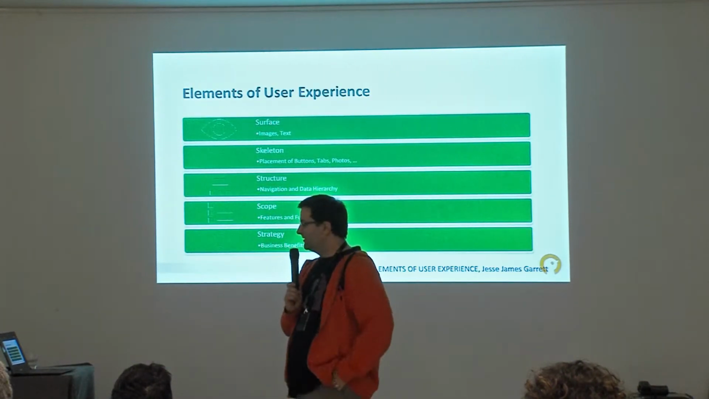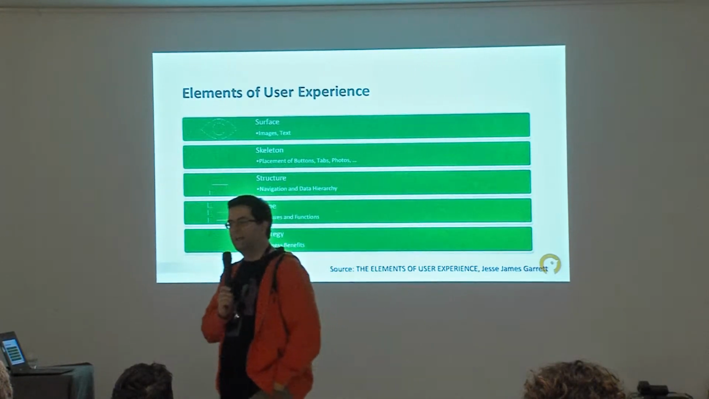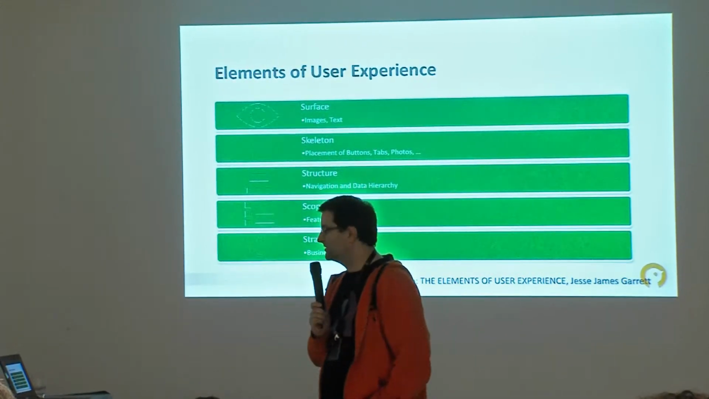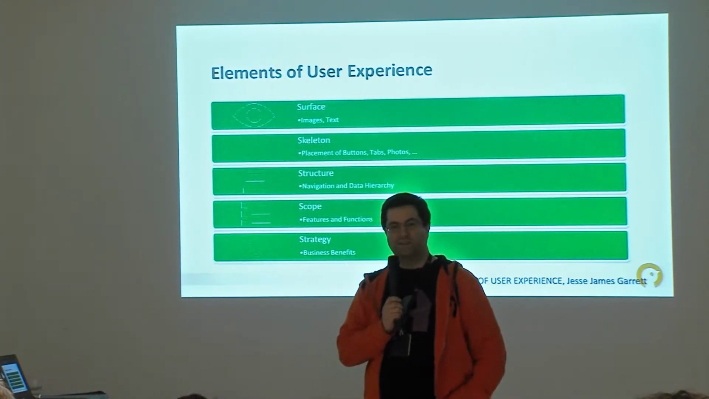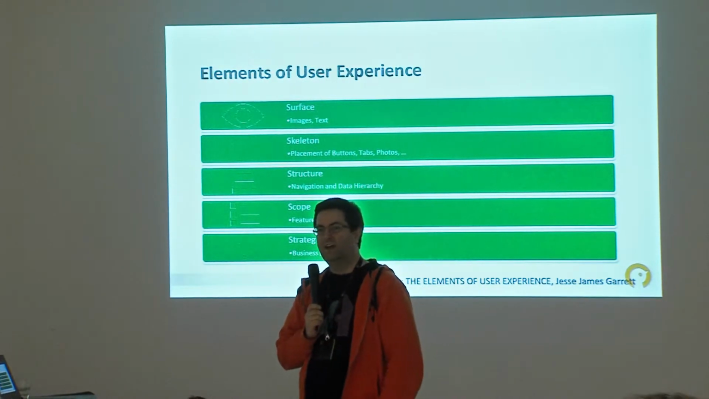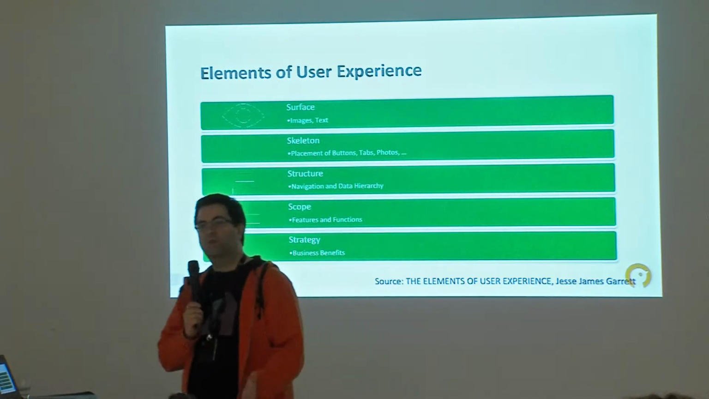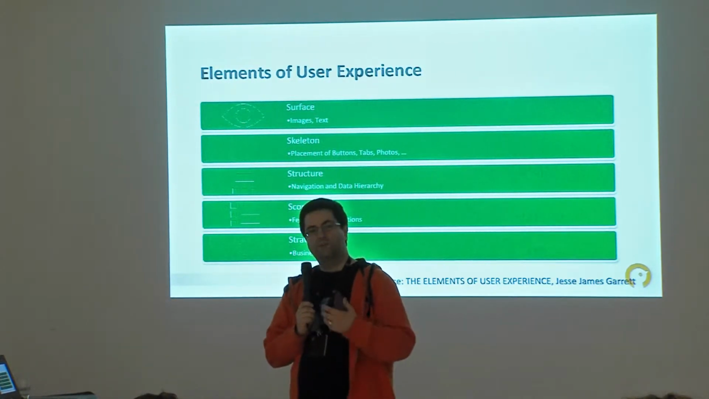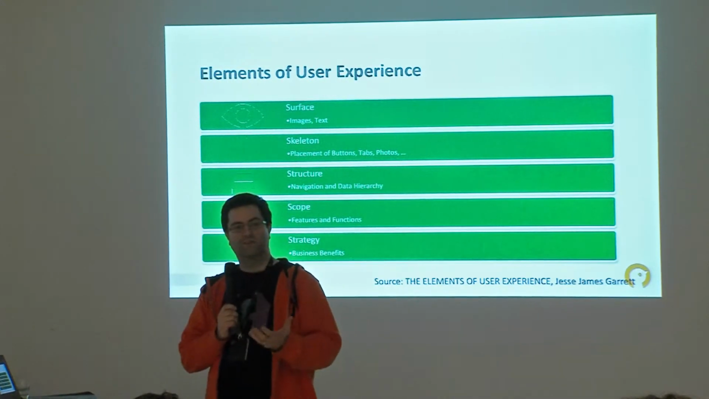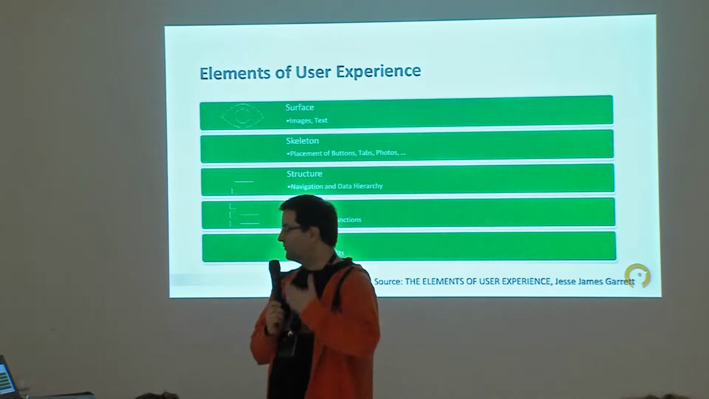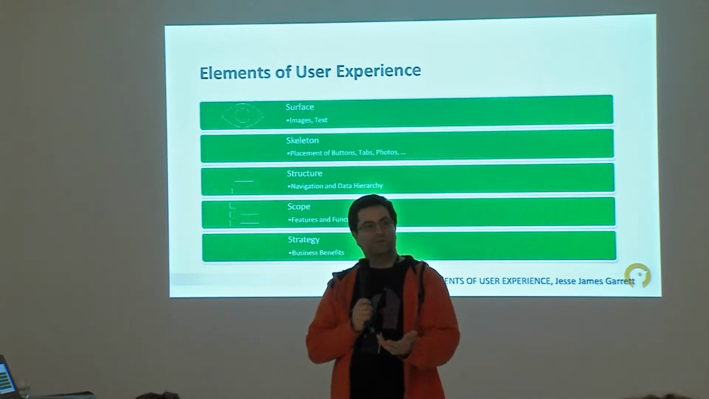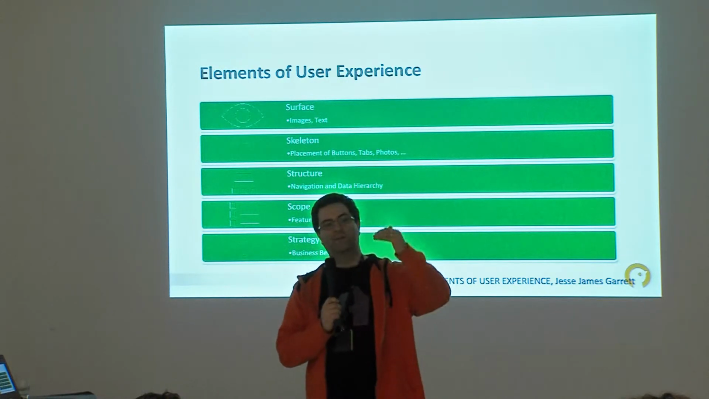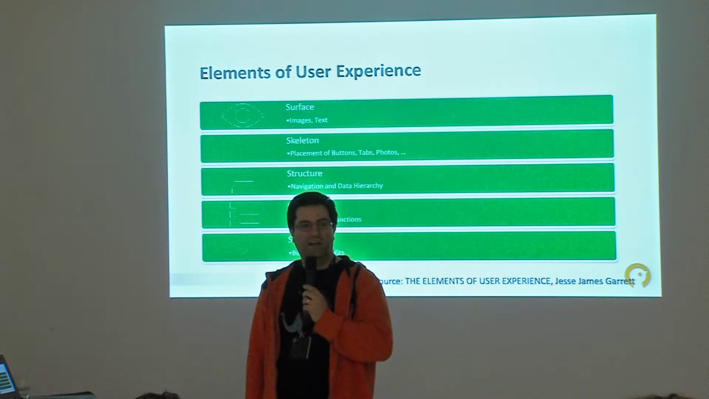So, looking at the theory, we have a set of values. Basically, starting at the bottom, we need a strategy: what we want to do, what the business benefits are, what it is that we want to provide to the users. And moving from there, we set a scope for our product: what solutions do we want to provide, what do we want to solve, before we get into a structure, how do we present this solution to the user. Then we move forward to skeleton, where we actually can put together something that we can start playing with before we finally add the surface.